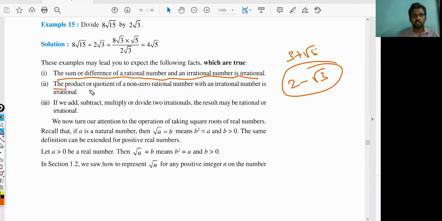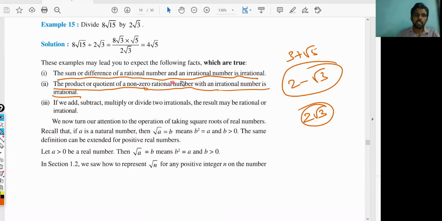Similarly, the product or quotient, meaning division, right? We have already seen these words. The product or quotient of a non-zero rational number and an irrational number is also irrational, right? For example, as we have already seen, 2 root 3 is irrational.